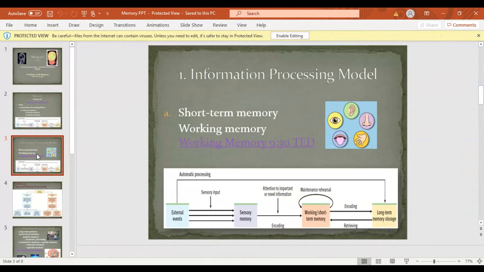So short-term memory or working memory is this process of maintenance rehearsal, and it usually has to stay in your mind and be repeated for around 5 to 7 seconds in order for it to get into your working or short-term memory. So sensory memory is like 1 second, 2 seconds, and then it's encoded into working or short-term memory. And then from there, if it's deemed to be important enough, it goes into that long-term memory storage.